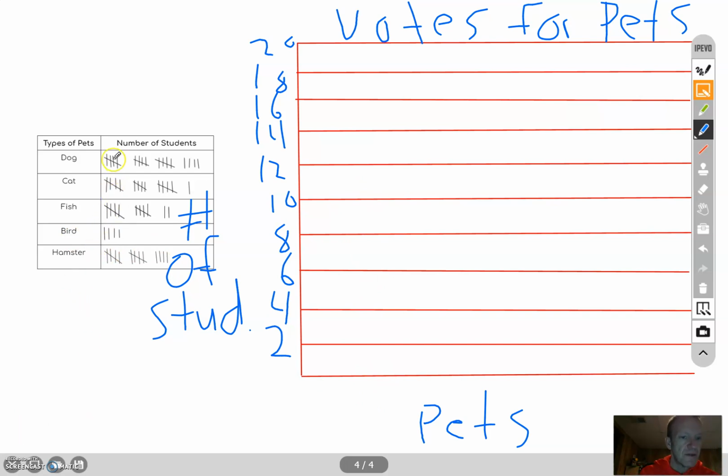So I'm going to count my data. So I have 5, 10, 15, 20. But this one doesn't have a line going across, so I can't count by 5. So it's 5, 10, 15, 16, 17, 18, 19. I'm going to write 19.